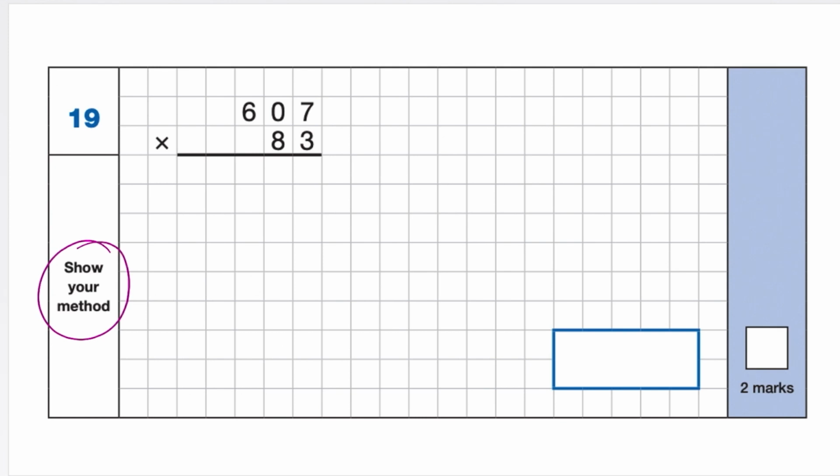Okay, so really this line here is going to be answering 3 times 607, and this next line is going to be answering 80 times 607. And I do mean 80 because don't forget this 8 is in the tens column, so it represents an 80. Okay, start with my smallest values, and 3 times 7 is 21. 3 times 0 is 0, plus my 2 gives me a 2. 3 times 6 is 18.